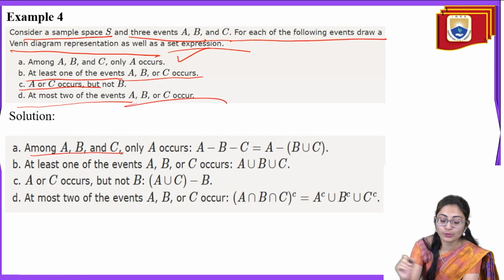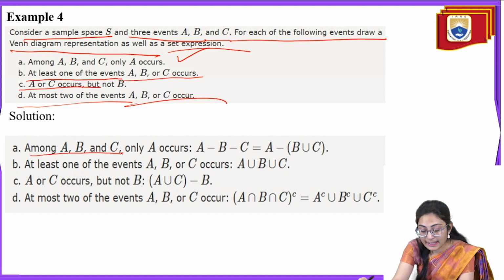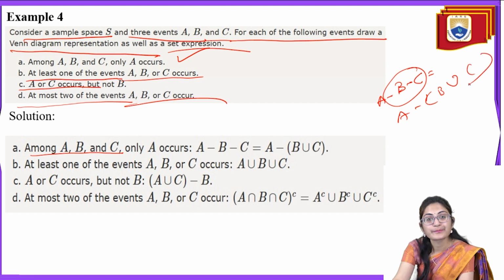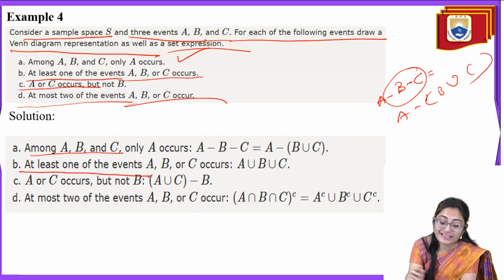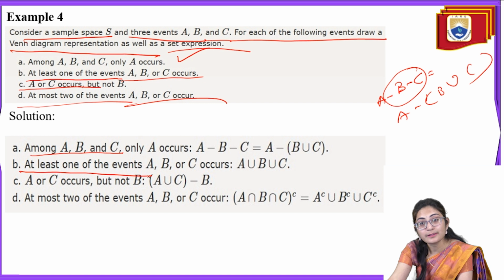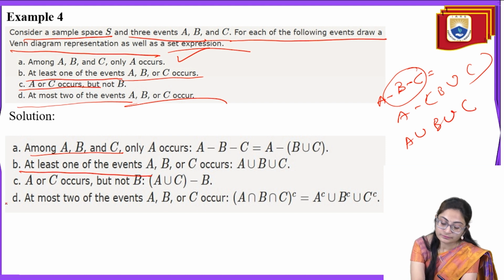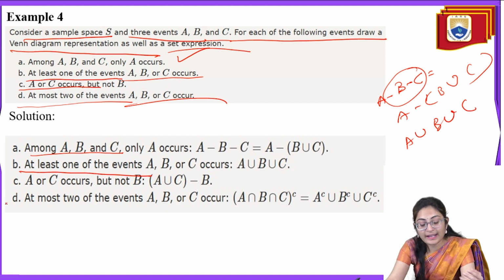Among A, B, C, only A occurs. That means A minus B minus C, and here A minus (B union C). Then the second is that at least one of the events A, B or C occurs. So we can take A union B union C. A also can occur, or B or C, or we can say all events will occur.